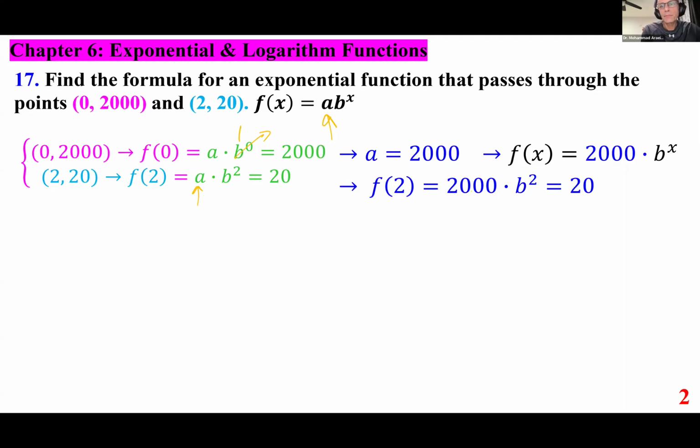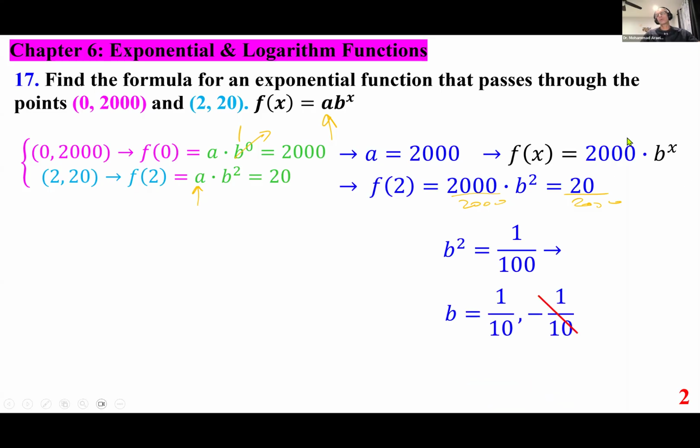So clearly, we can drop the 2000 by dividing both sides. We get 1 over 100, and therefore b squared is 1 over 100, so b is 1 over 10 or negative 1 over 10, and it's important to remind everyone, we have two answers. Negative is out. The base for exponential functions is positive, okay? Can't be 0, can't be 1. And so the function f of x is 2000 times 1 over 10 to the power of x.